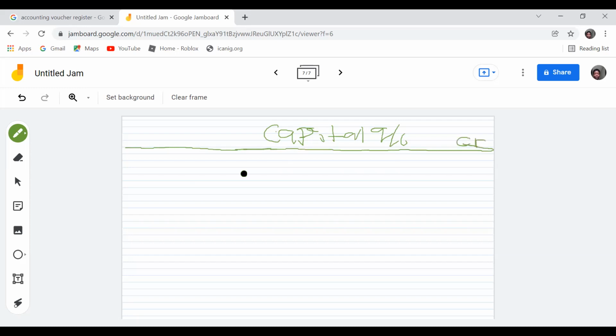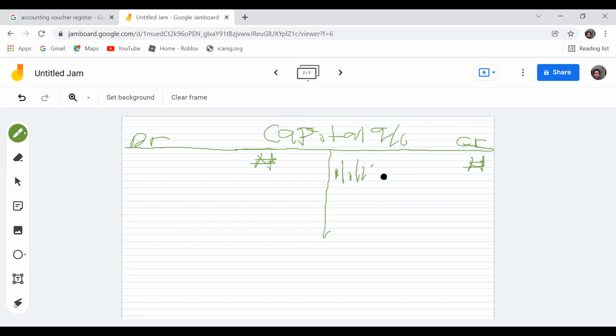So our credit and our debit as well. Your unit of measurement as well. So this is the capital account. And you are introducing money on January 1, 2016.